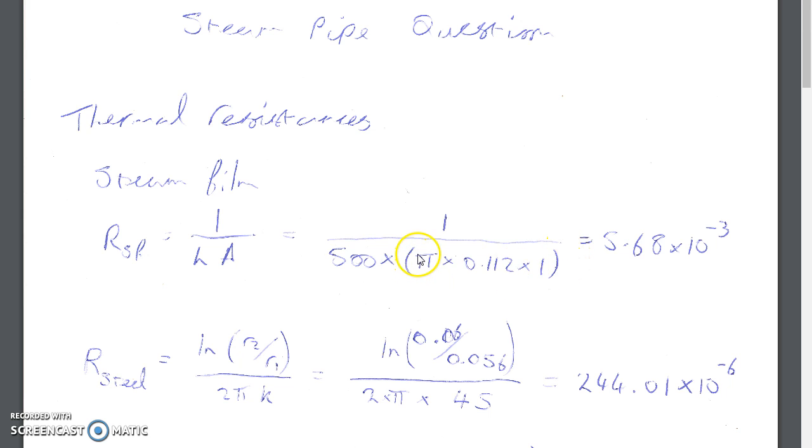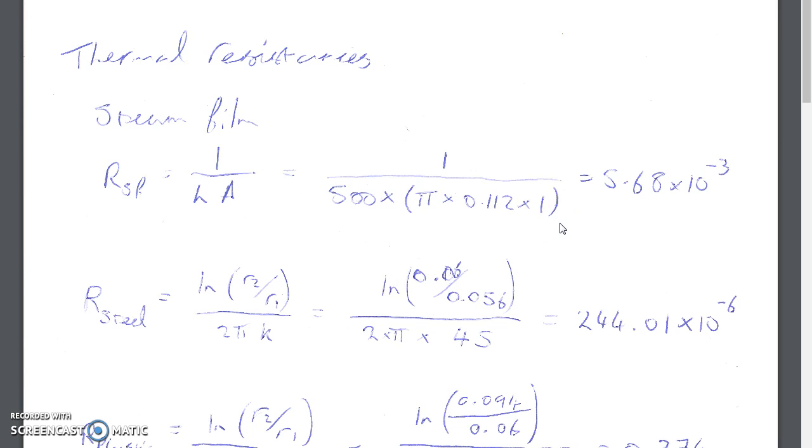Then multiply this by pi times diameter times 1, which is 1 meter length, and pi times diameter is circumference. Circumference times length is the internal area. Multiply them together and we get 5.68 times 10 to the minus 3. I'm not putting the units there, you've got to work that out for yourself what that is. So that's the first thermal resistance.